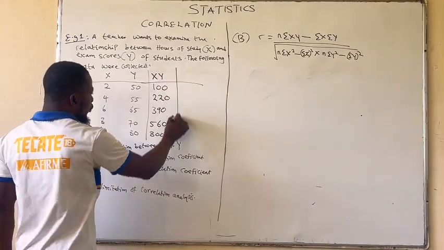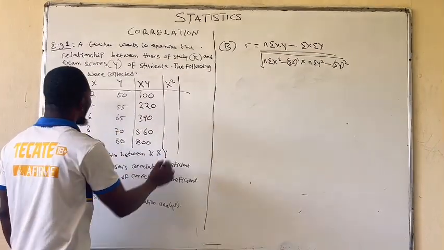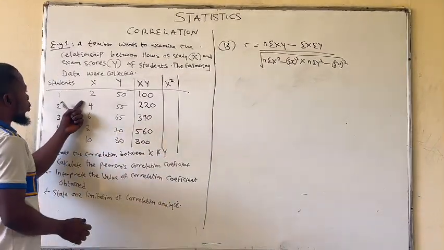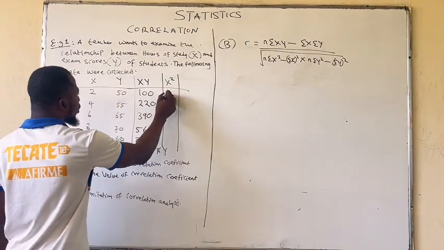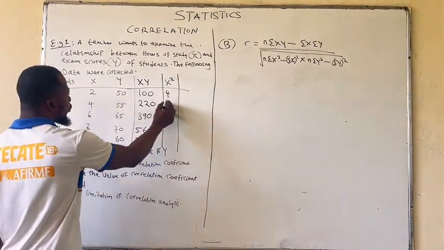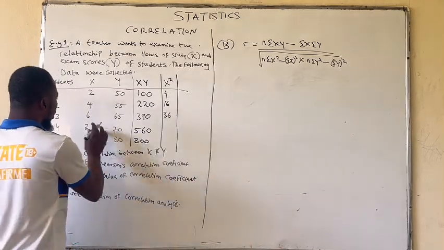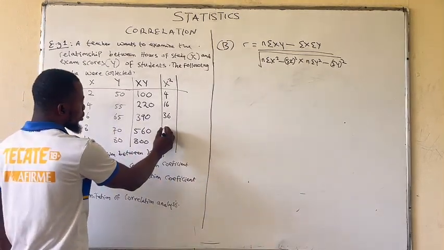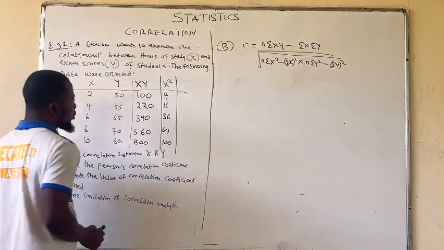Then we still need X squared as well. So our X squared will just be the square of all the values of X. So we'll have 2 squared will give us 4, 4 squared will give us 16, 6 squared will give us 36, 8 squared will give us 64, and 10 squared will give us 100.